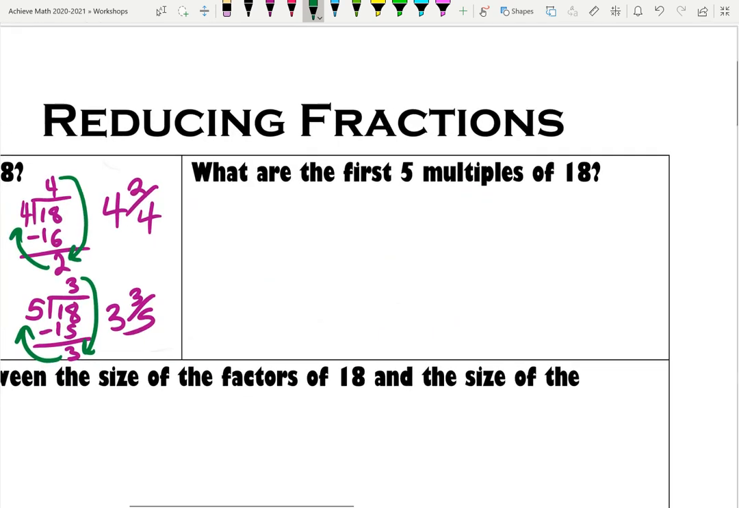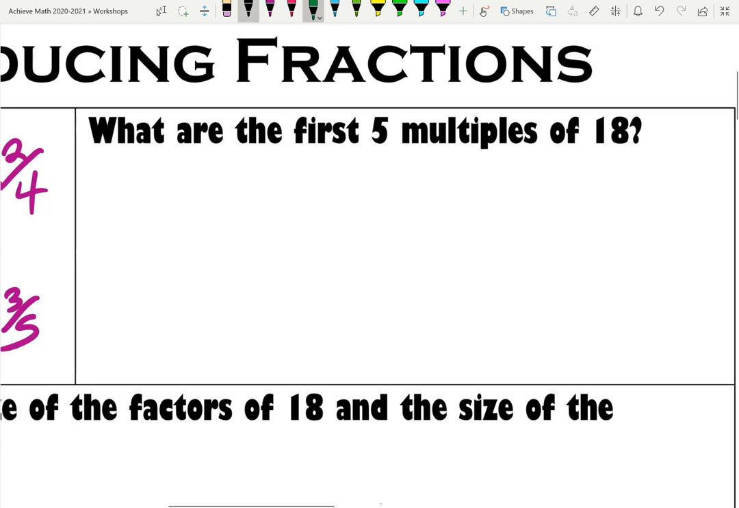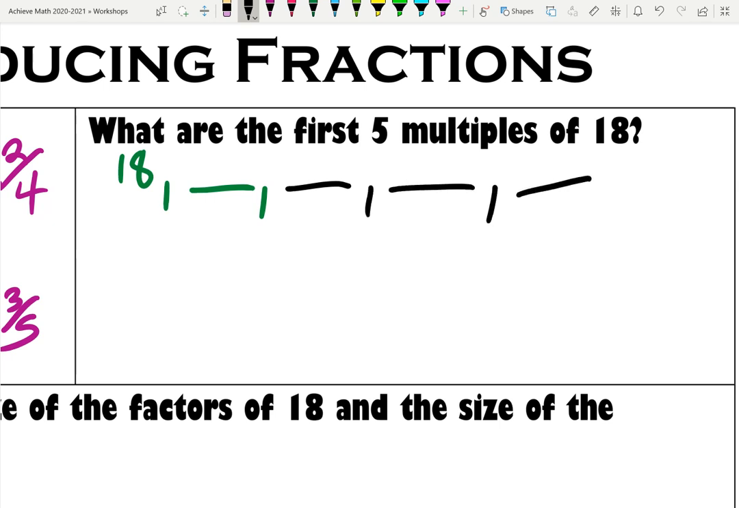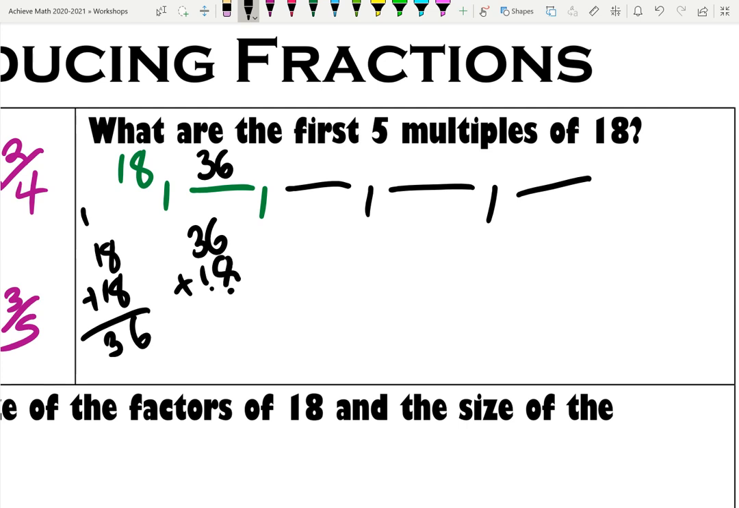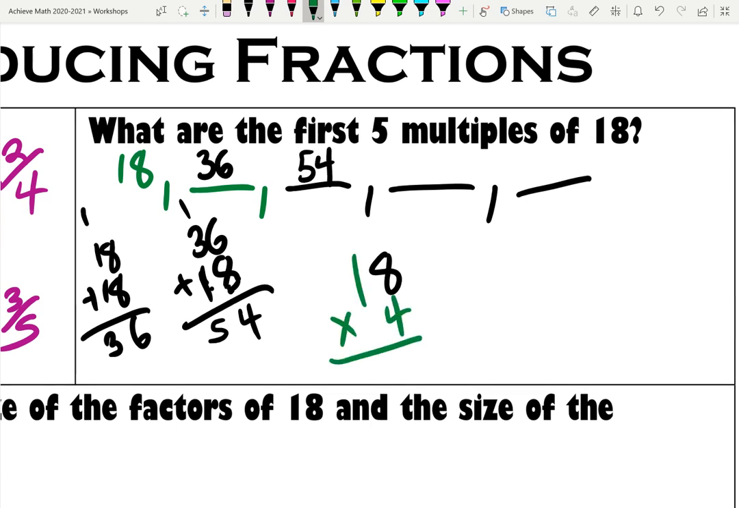To review multiples, you have to remember multiples is a sequence. It's always going to look like 18 comma something, something, so on and so forth. I need to figure out the first 5. Well, you can use repeated addition. And I can do it again, but I'm going to add 18 this time. Or I can do 18 times the 4th term.